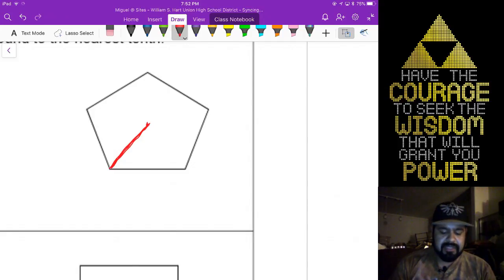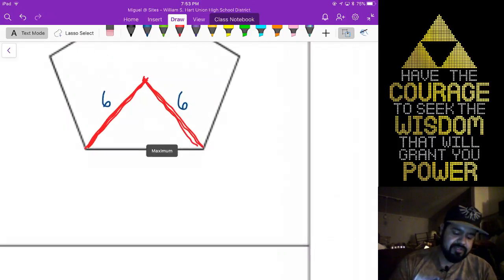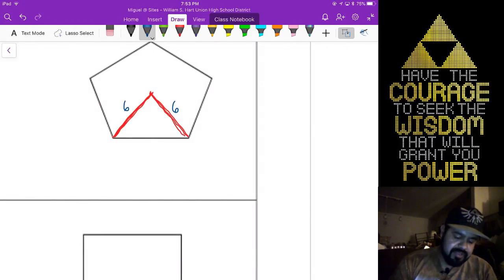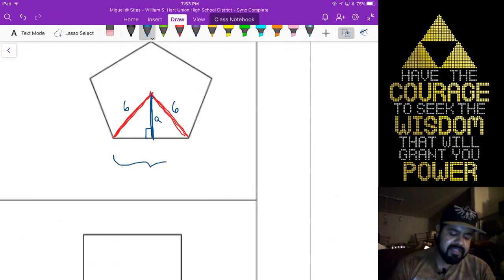All right. Now this is 6. I could also draw another radius here. That would also be 6. So with my radii drawn, I need to also draw in my apothem. The apothem is what we need. So I'm going to label that as A. We're also going to need the perimeter. So in order to get the perimeter, I need to calculate the side length. So I'm eventually going to need this length as well.